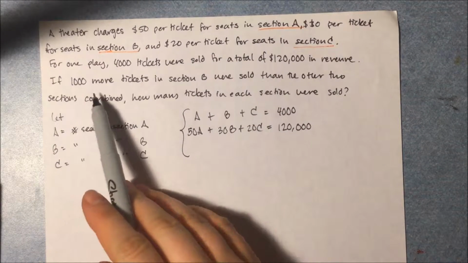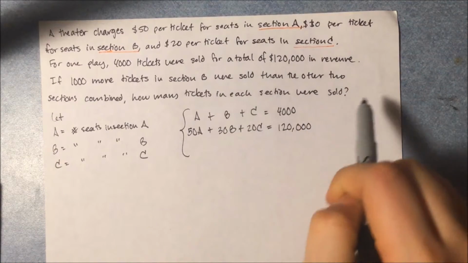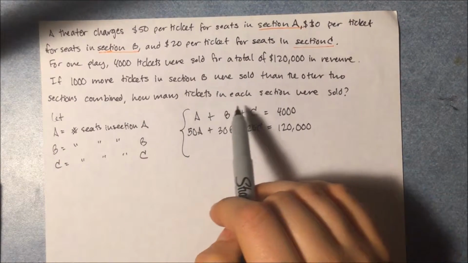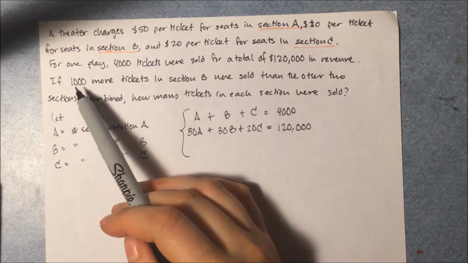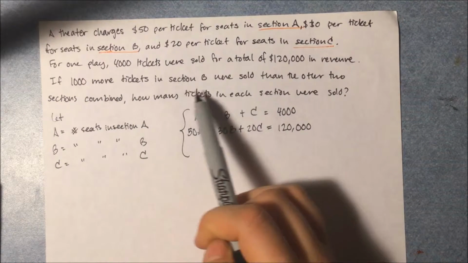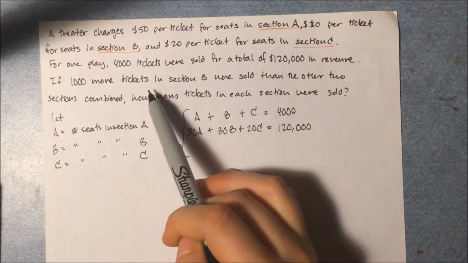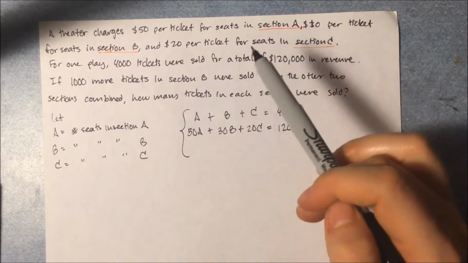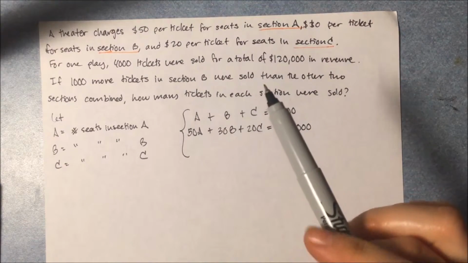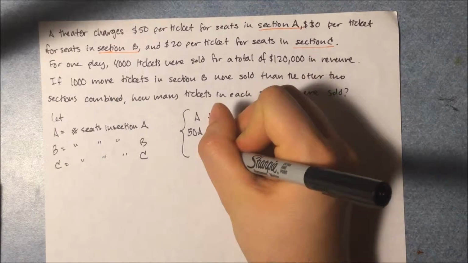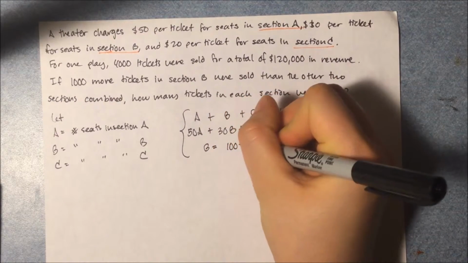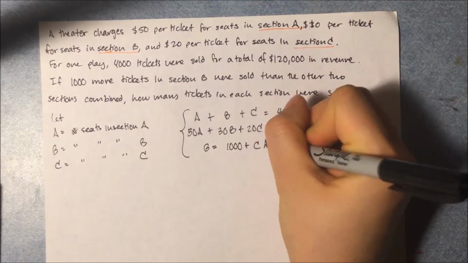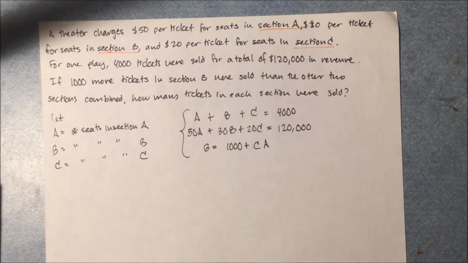If 1,000 more tickets in section B were sold than the other 2 sections combined, how many tickets in each section were sold? Another way to say this is that section B is 1,000 more than C and A. I can rewrite that: section B is 1,000 more than C and A. Okay, so now I have my 3 equations for my 3x3 system. Now I need to solve.